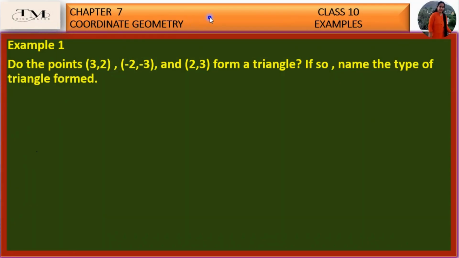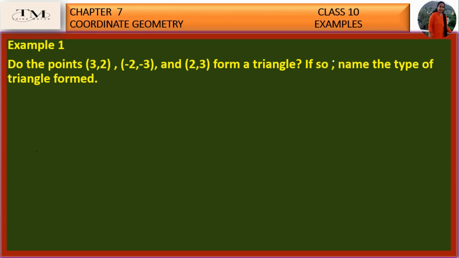Welcome to Think Maths. We are in class 10 Maths, chapter 7, coordinate geometry. In this session, we are going to discuss example problems 1 to 5. Example 1: do the points (3, 2), (-2, -3) and (2, 3) form a triangle? If so, name the type of triangle.